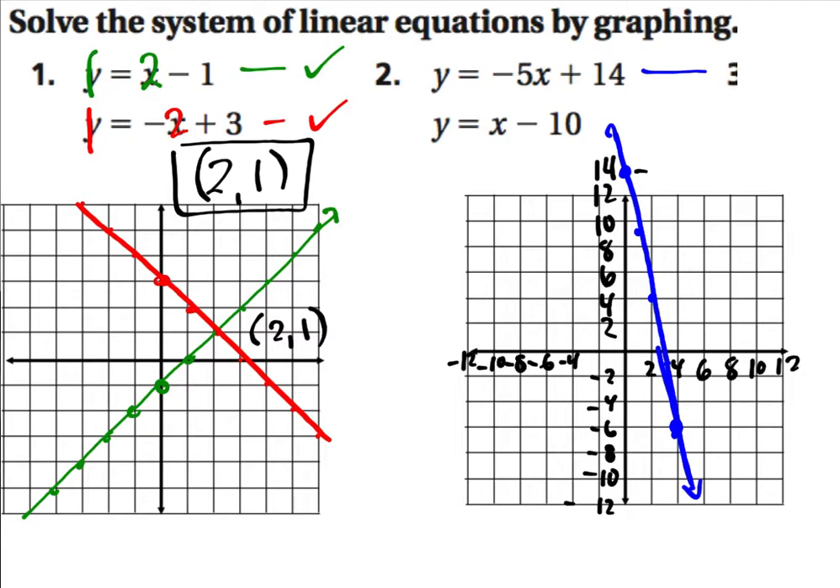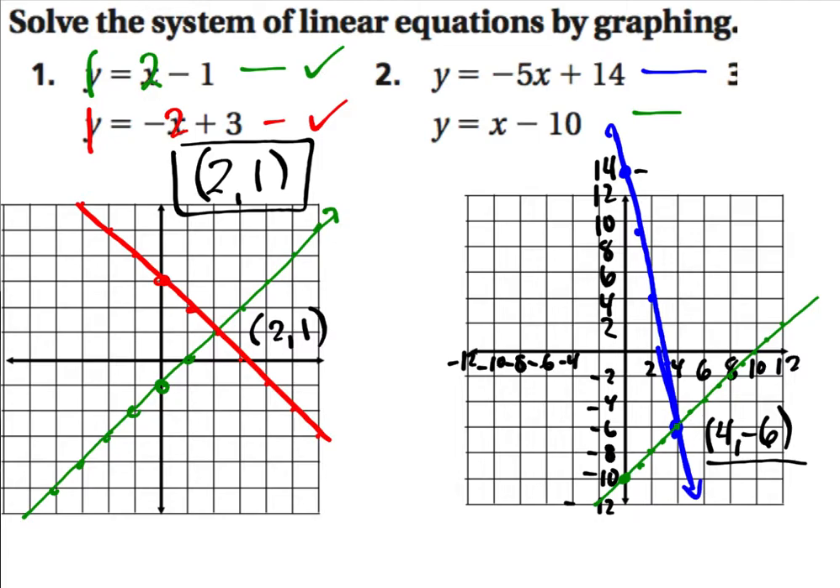All right, let's do the other one. We'll do it in green. It's x minus 10, so I go down 10. It's up 1 over 1 from there. And I get a really nice graph here. It appears that it crosses quite nicely right here at 4, negative 6. So that is most likely the solution.